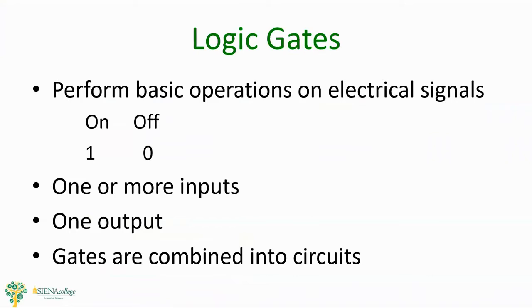Logic gates perform basic operations on electrical signals. The electrical signals we can think of as being on or off, or being a 1 or a 0. Logic gates have one or more inputs, but they will have one and only one output. Gates are combined to make circuits.